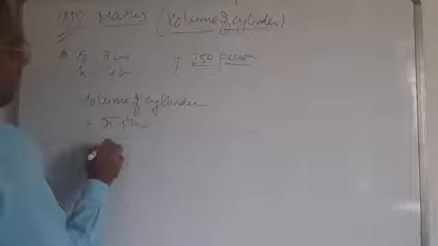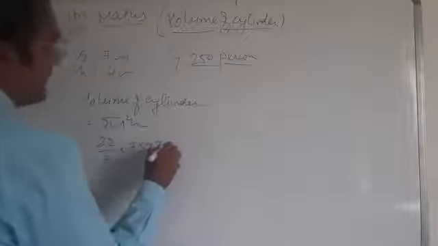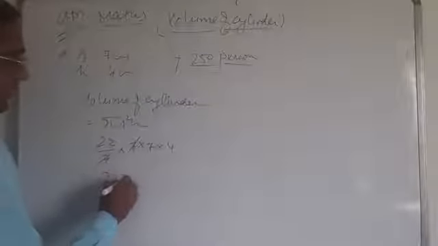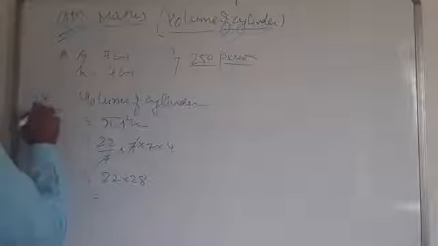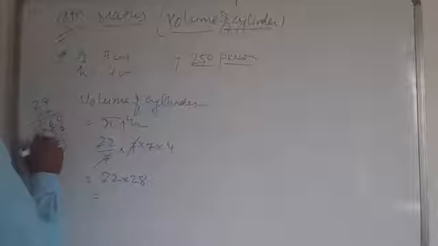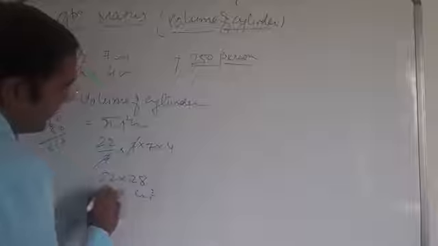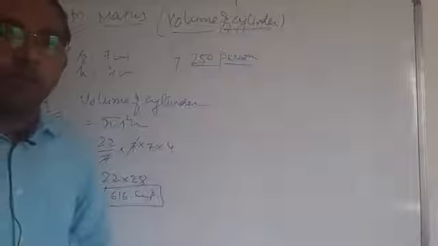So now take pi as 22/7, radius is given as 7 into 7 and height is given as 4. Now I have to cancel this. So 22 into 7 4s are 28. So 22 into 28, my answer is 616 centimeter cube, which is the volume of the bowl.